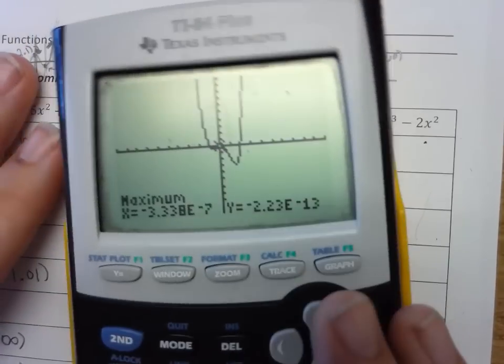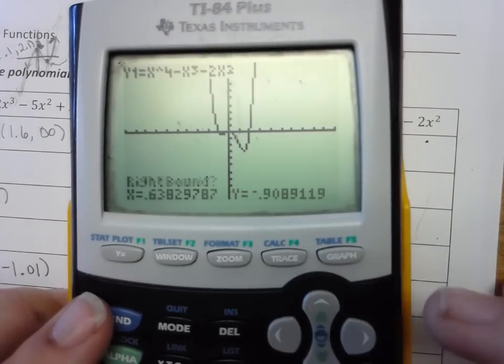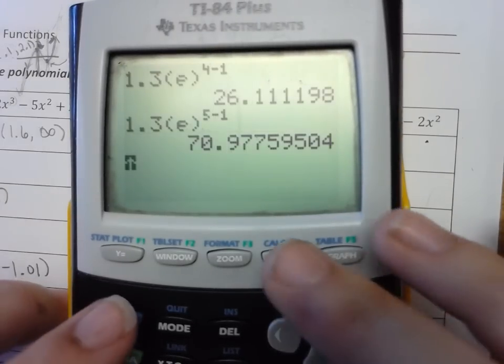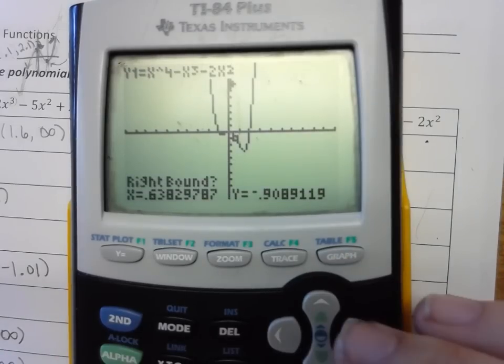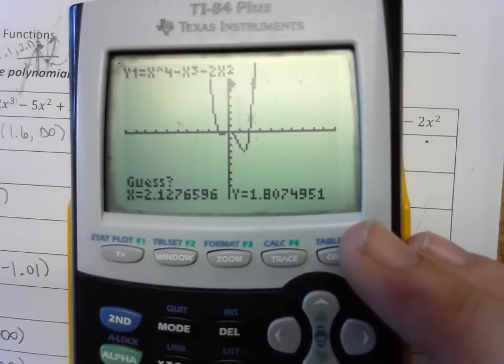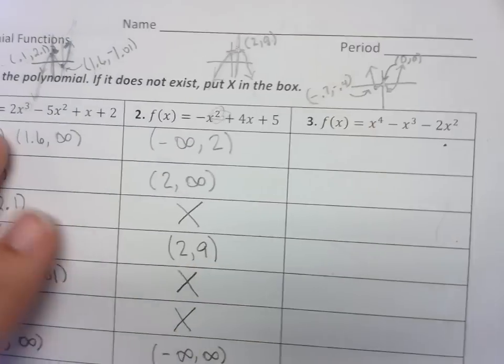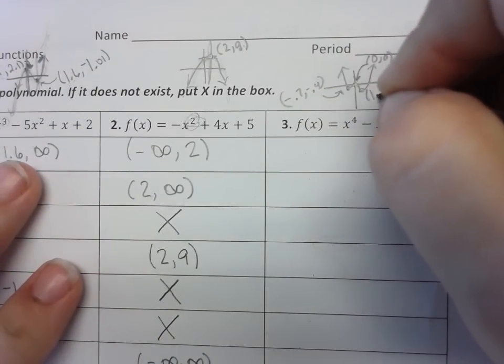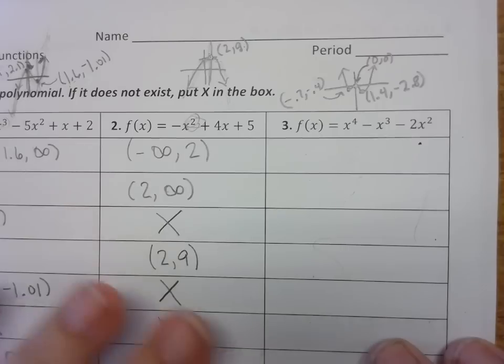And let's do one more. Second trace 3. Our minimum, there is good. Let me go over to the right. And that's at 1.4, negative 2.8. Okay, that's basically all the steps that I need here.